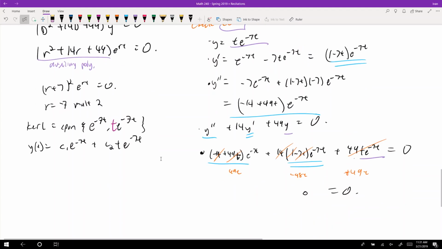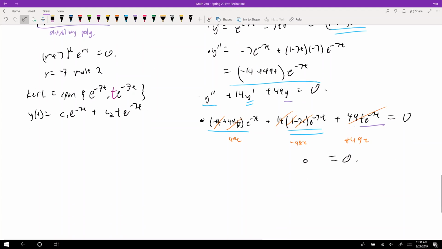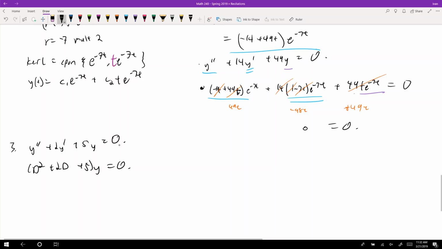All right, the third equation is the following. Let me have my notes up. So now let's talk about y double prime plus 2y prime plus 5y is equal to 0. Okay, and now we get D squared plus 2D plus 5 applied to y is equal to 0. And rewriting it with the auxiliary polynomial, r squared plus 2r plus 5, and then this should be e to the rt, is equal to 0.